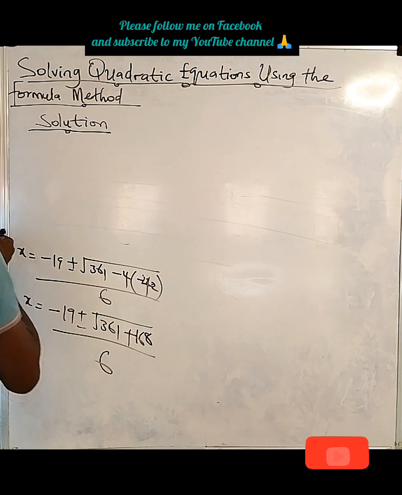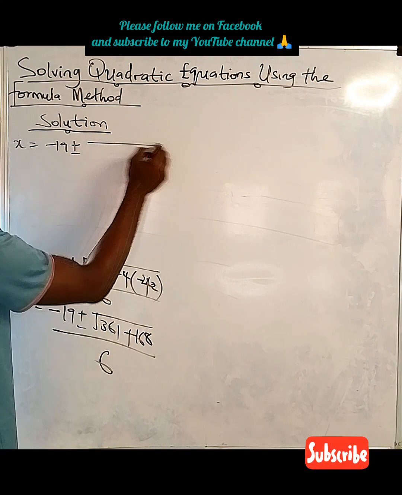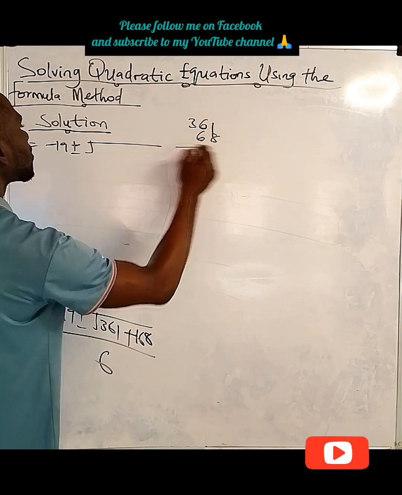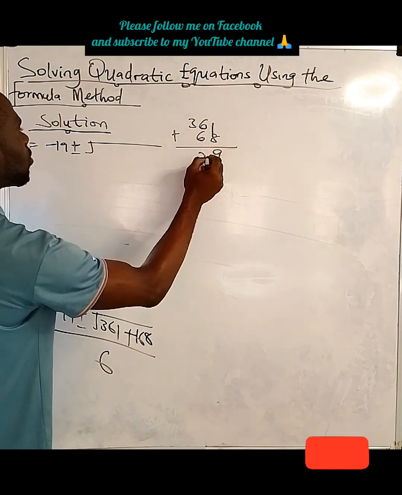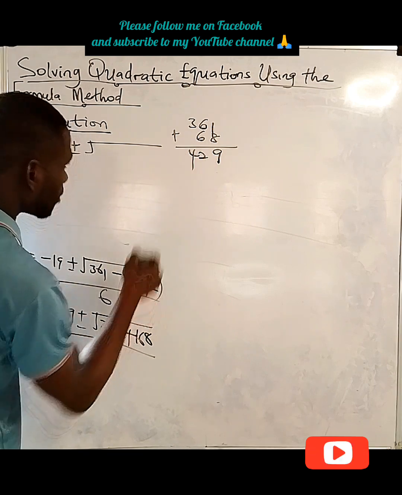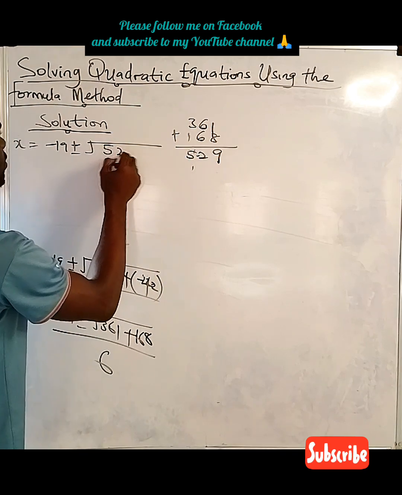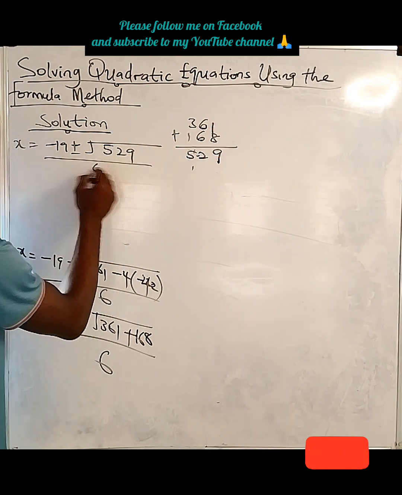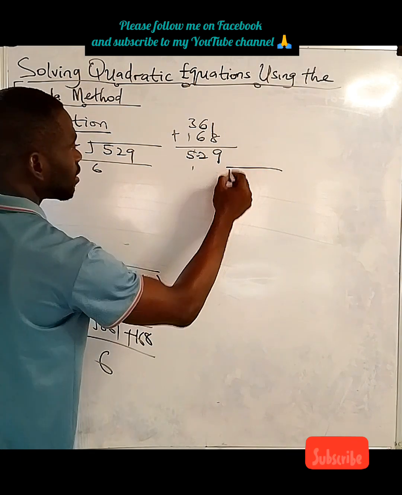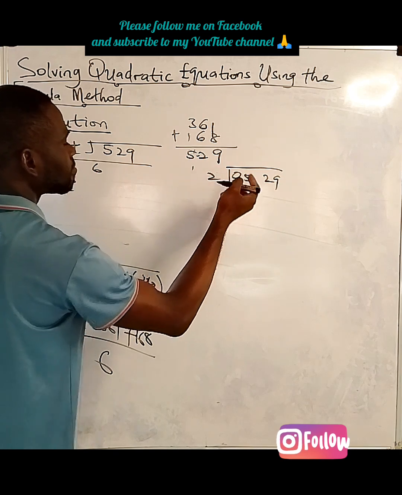So x is equal to minus 19 plus or minus the square root of 361 plus 168. 361 plus 168 will give us 529. So 529 over 6, minus 19 plus or minus. So what's the square root of 529? That should be 23.